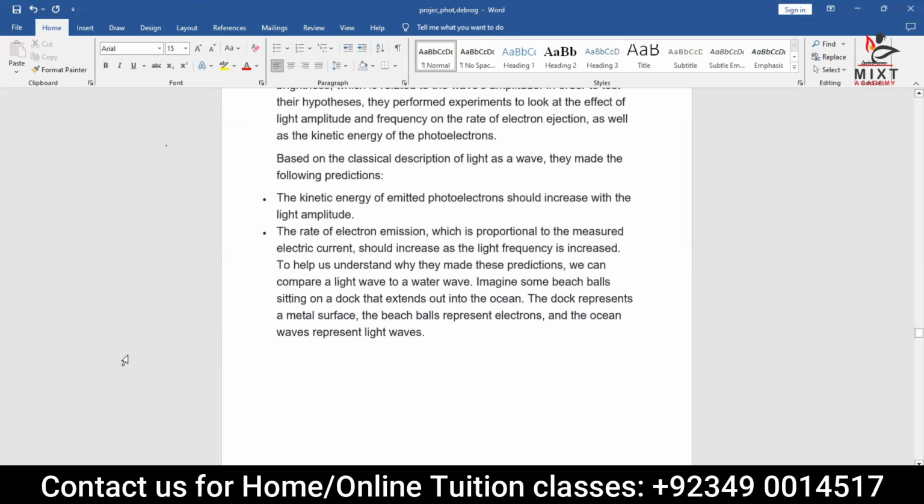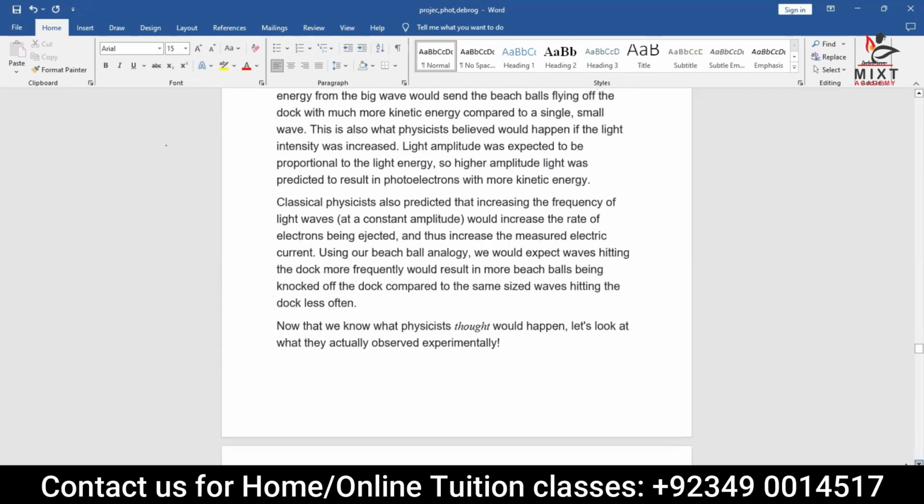Second prediction, second bullet point. The rate of electron emission, which is proportional to the measured electric current, should increase as the light frequency is increased. Okay. Any problem in this?